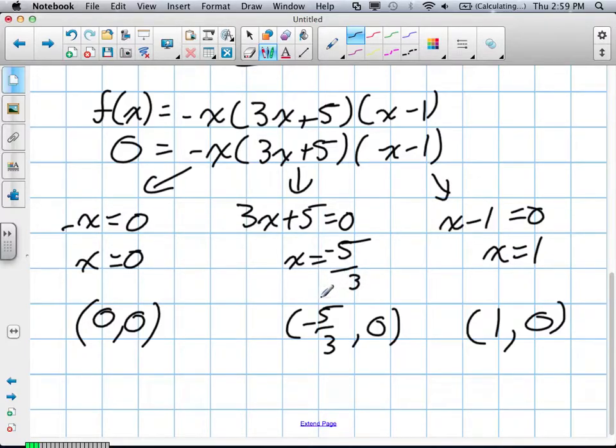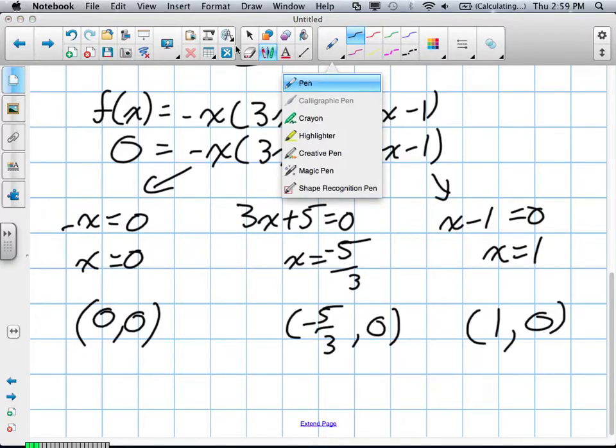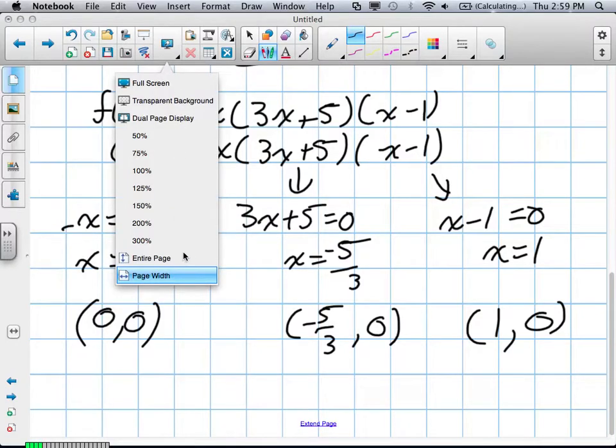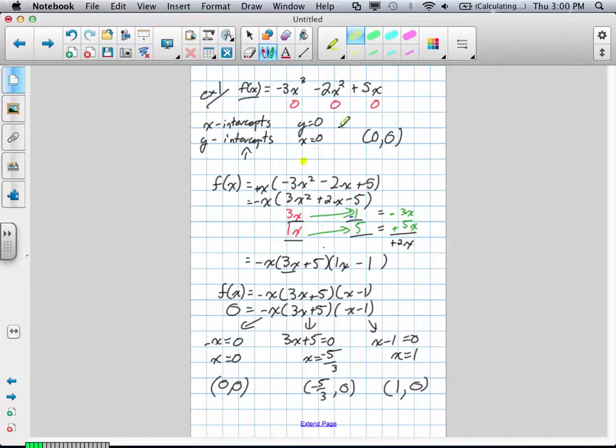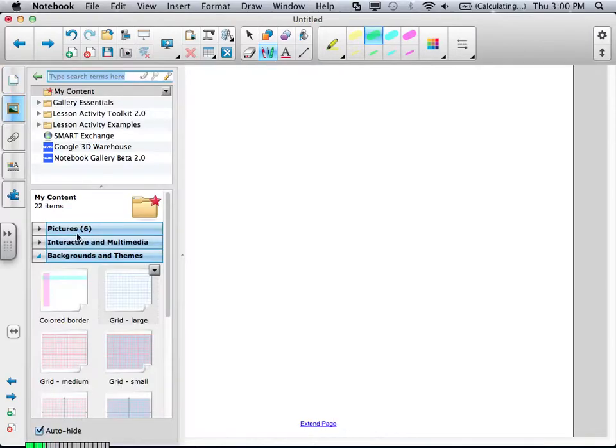Okay, so we have our critical points. I'm going to highlight all these critical points. We'll zoom out a little. All of our critical points here: we have our y-intercept at 0 and 0, and we have our x-intercepts at 0 and 0, which we knew, negative 5 over 3 and 0, and 1 and 0. So let's actually make a graph here.